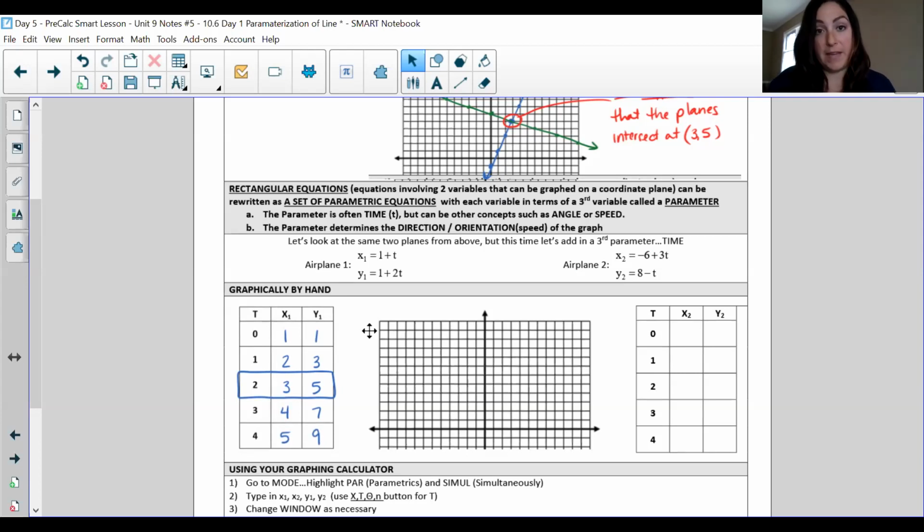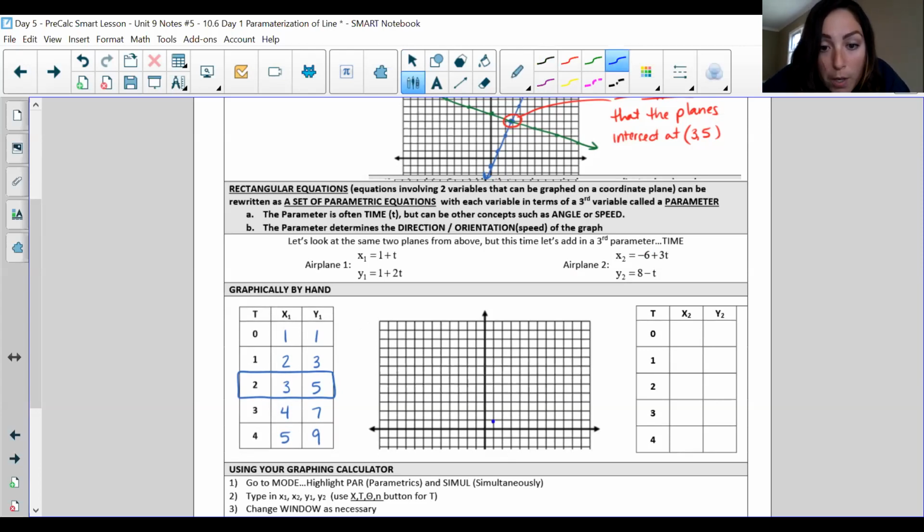So graphing this, we have 1,1, and that's when time is 0. And then we have 2,3. That's when time is 1. And then we have 3,5. And that's when time is 2. So maybe it's 2 seconds, 2 minutes, 2 hours. Without it telling us, we don't really know. We just know it's at that time.